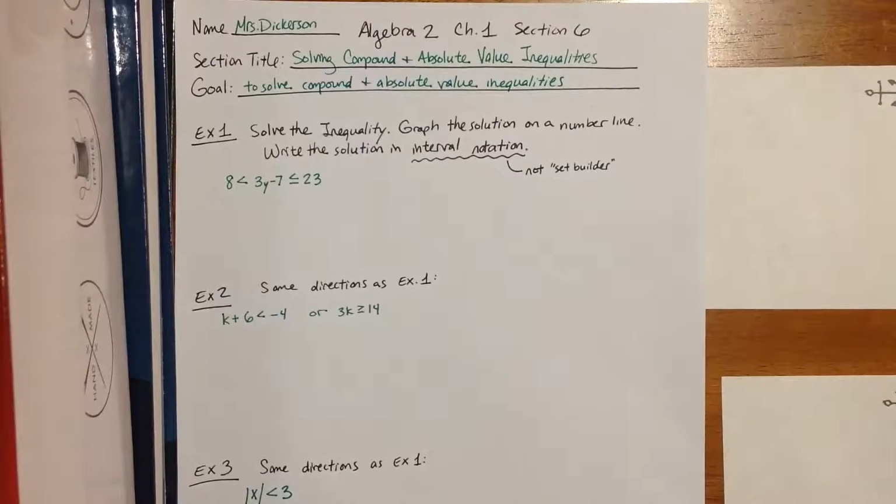Algebra 2. Let's talk about Section 6 right now of Chapter 1, solving compound and absolute value inequalities. A lot of our work today is going to be what we did in Section 5, solving inequalities. But we're also going to talk about, again, what we did with absolute value equations. So all of this comes back into play. Our goal today is to solve both of these types of inequalities.